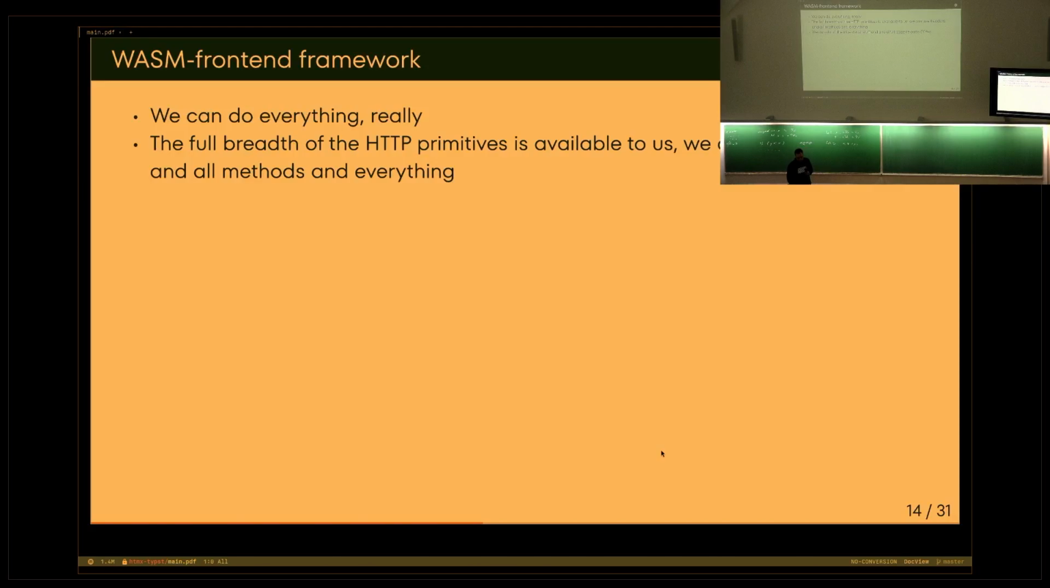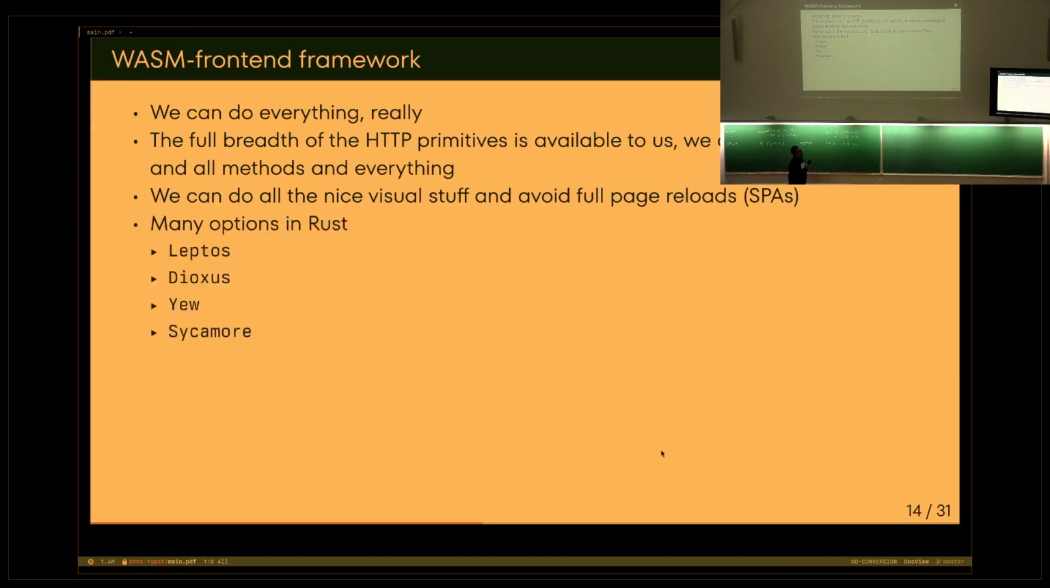So we can do all the nice visual stuff, we can avoid full page reload, so we can make single page applications, that's SPAs. And we have many options in Rust. We have Leptos, we have Dioxus, we have Yew, we have Sycamore. Yew is the oldest one, that's the pioneer. I heard some people say that it's kind of on life support right now. I don't know. I wrote the application in Yew, so I hope it's not dying anytime soon.